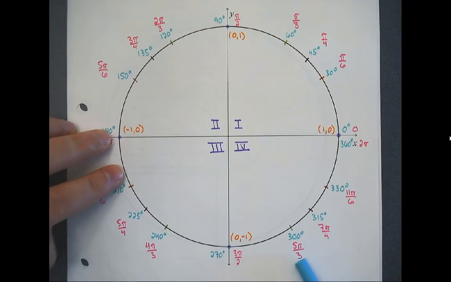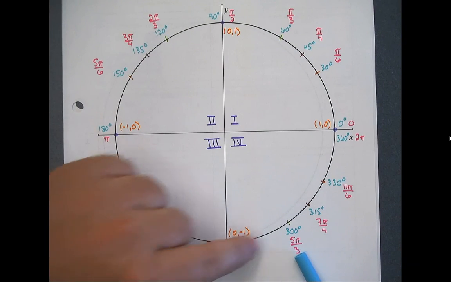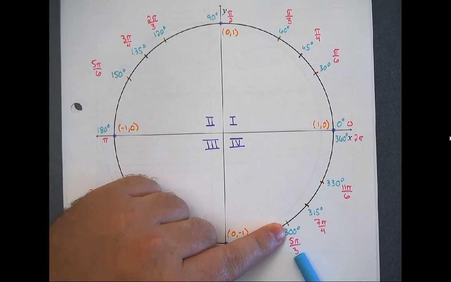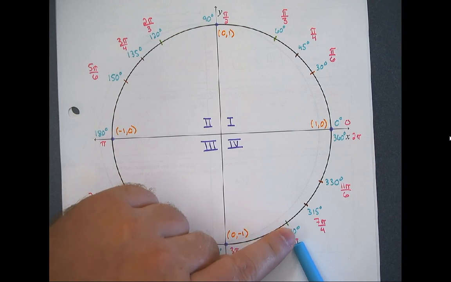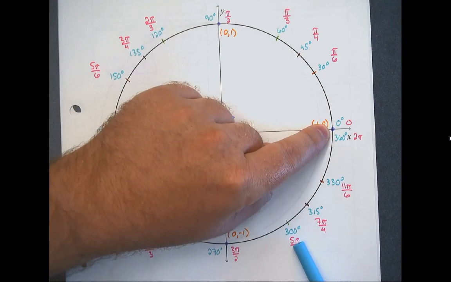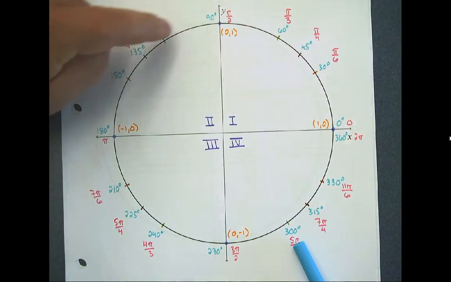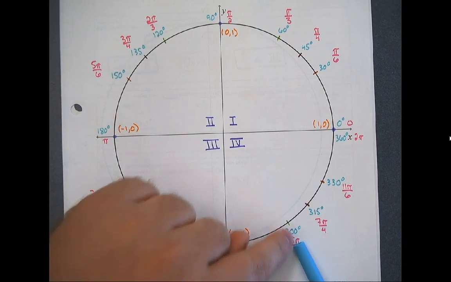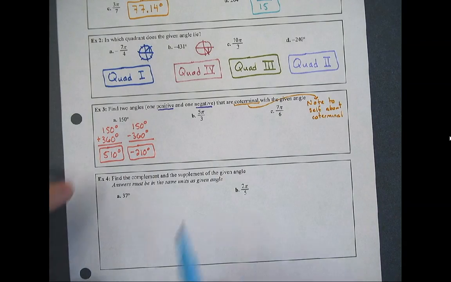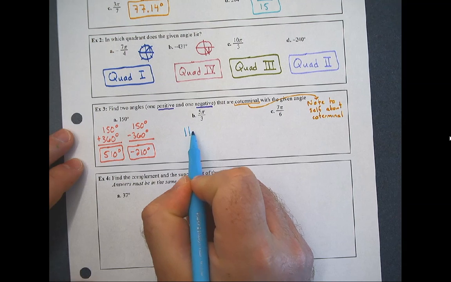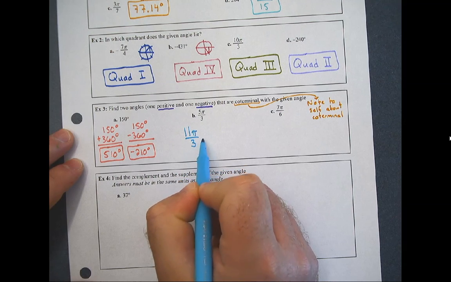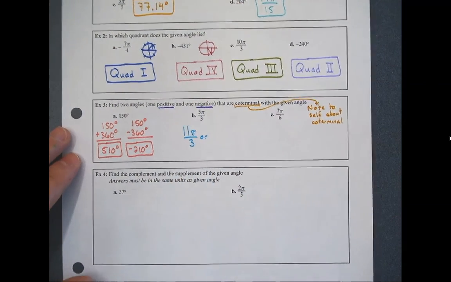So I'm going to start at 5 pi over 3. That's the number 5. Now I'm going to just count around to 5 pi over 3 again. Now remember, this is 5, not 1. This is 5, not 0. This is 5. So I'm starting at 5. Then I go to 6, then 7, then 8, then 9, then 10, then 11. So 11 pi over 3 is coterminal with 5 pi over 3.